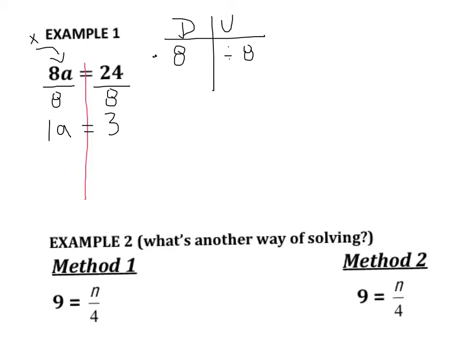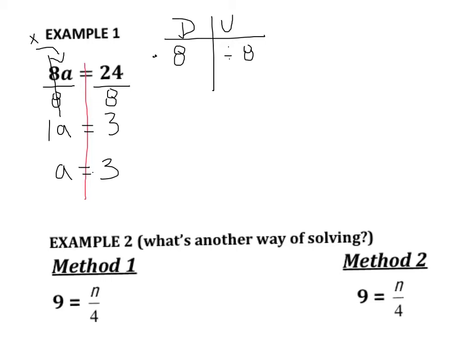Now, a lot of us are used to crossing out the 8s. We can cross out the 8s, and the reason is 8 divided by 8 is 1, but we don't need 1a, because if the a is by itself, we assume that the 1 is hidden. So we can just hide that a again, and we can just have a equals 3.